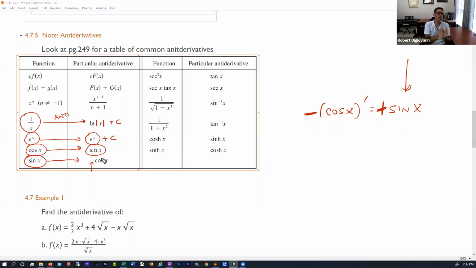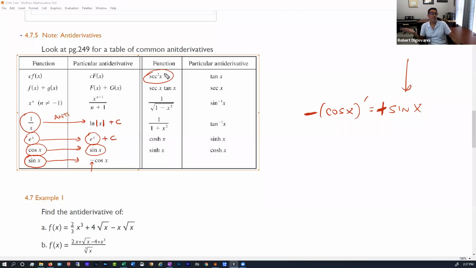The antiderivative of sine x is cosine x. The antiderivative of sine x is negative cosine x. Those are two different things. All right. And then we have more. We have more that we should recognize, right?